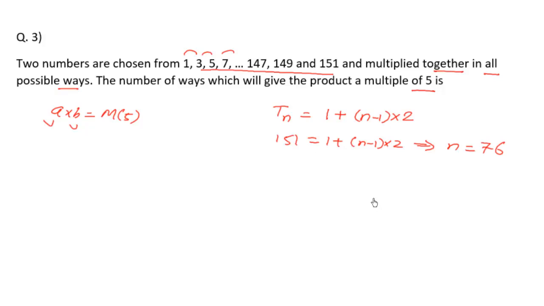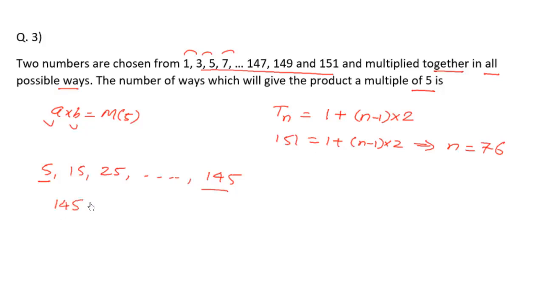So there are a total of 76 terms, but we have to find how many terms are multiples of 5. Clearly the first term will be 5, the next term will be 15, the third term will be 25, and so on till 145. All the odd multiples of 5 will be there, correct? Again, if I want to figure out how many terms there are, this is the first term, this is the last term.